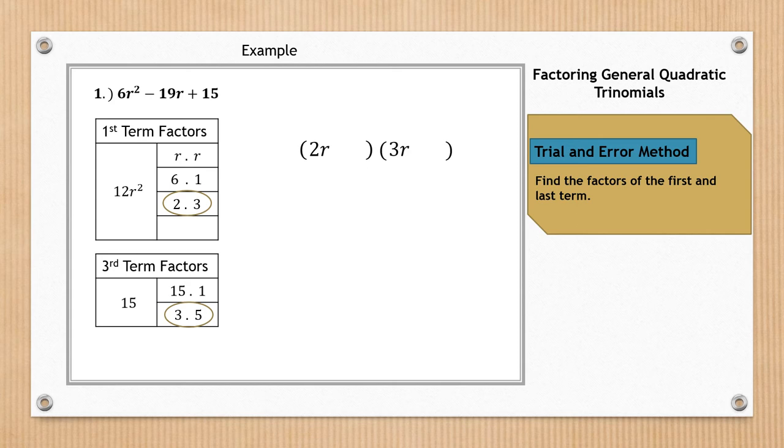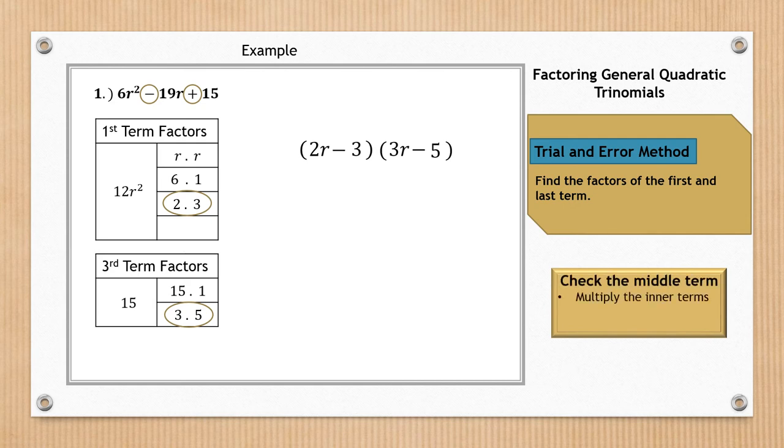Tingnan ko muna. Kasi trial and error nga, di ba? So, 3 and 5. Again, the sign, positive and negative. So, automatic, negative lahat yan. So, check the middle term. So, multiply the inner terms. So, that is negative 9R. Multiply the outer terms. 2R times negative 5, that is negative 10R.